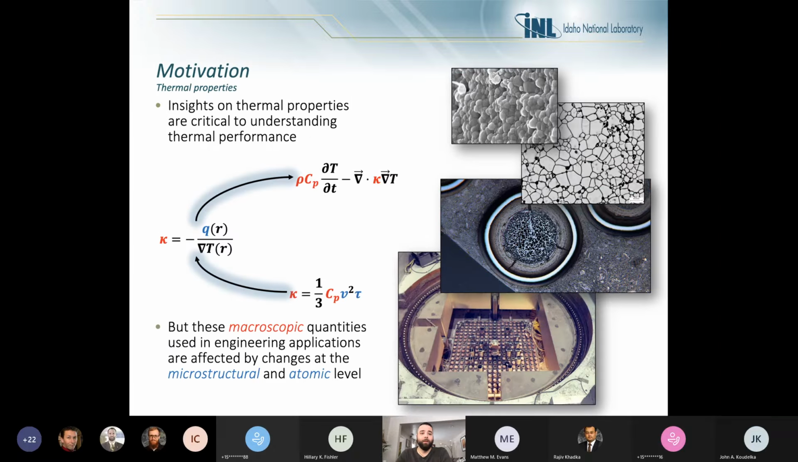So the primary motivation is that thermal properties dictate thermal performance. As I've shown here in this pictogram, if you think about things on an atomic scale, atom by atom, how does it make up something that's so small? How do we use those phenomena that happen at the atomic scale and leverage them at the engineering scale or the macro scale?